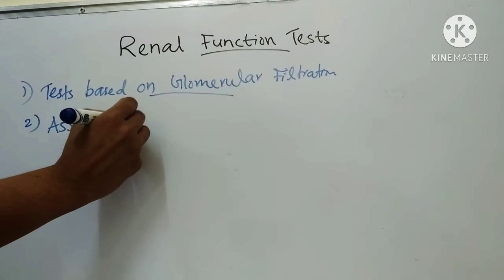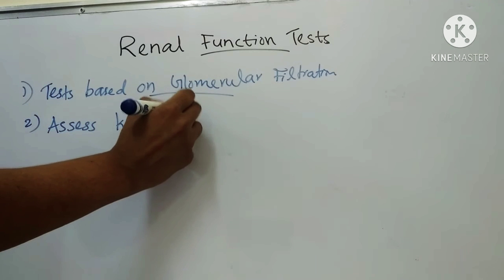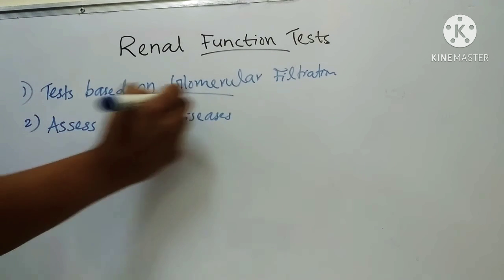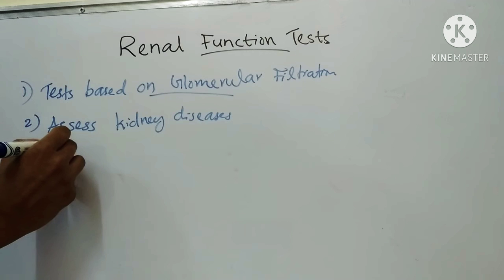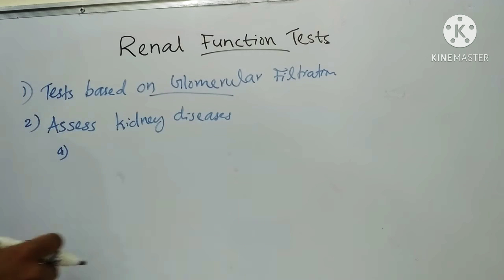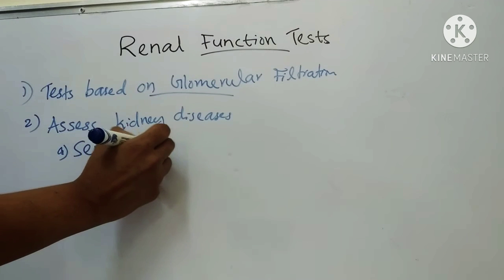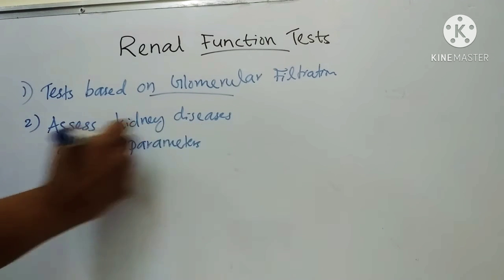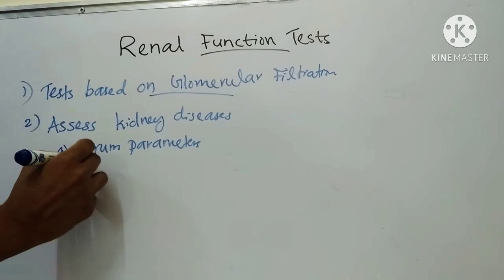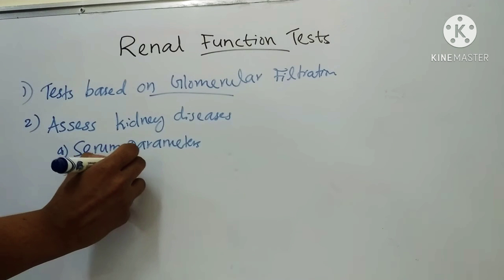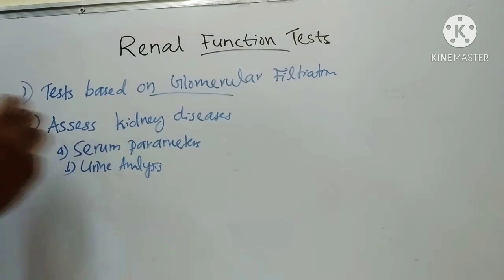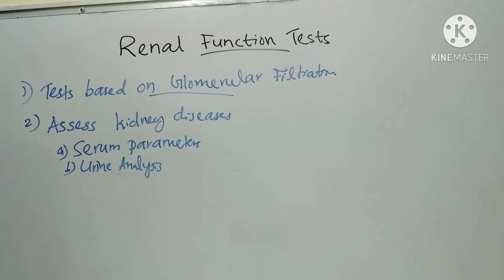To assess kidney diseases, this includes serum parameters. Serum parameters means serum urea, creatinine, and electrolytes. Electrolytes are sodium and potassium. That is serum parameters. Then urine analysis for abnormal constituents of urine.